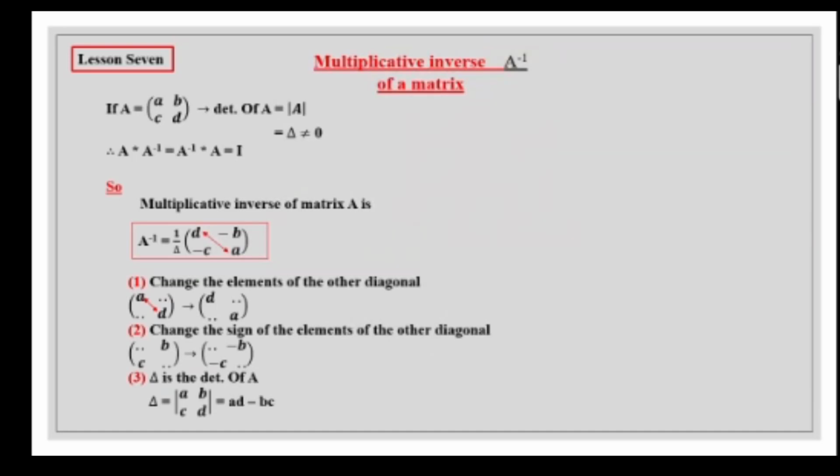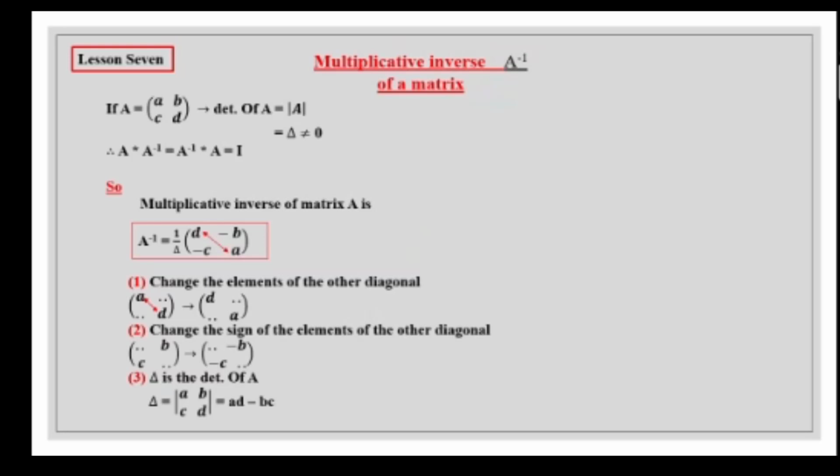We also know that matrix A multiplied by multiplicative inverse A negative 1 from the right hand side or left hand side will be equal I, which is the identity matrix of the multiplication.